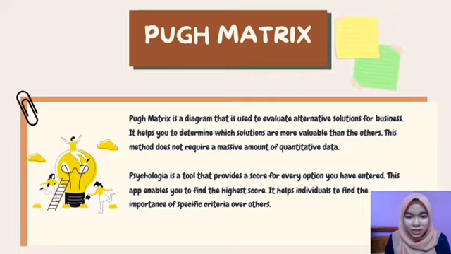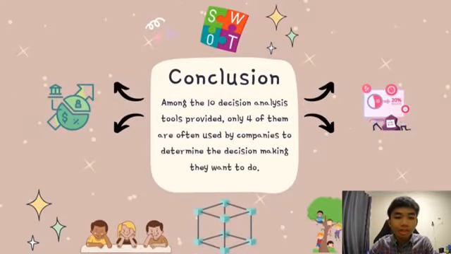Next is about the pay-off matrix. A pay-off matrix is a diagram that is used to evaluate alternative solutions for business. It helps you to determine which solutions are more valuable than the others. This method does not require a massive amount of quantitative data. Priority-based software is a tool that provides a score for every option you have entered. This app enables you to find the highest score. It helps individuals to find the important or specific criteria over others. That's all.